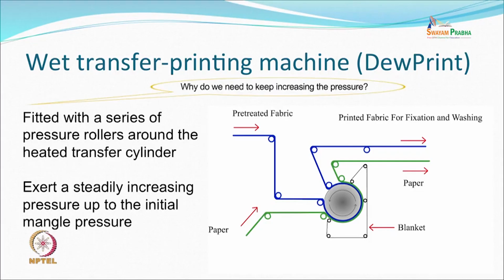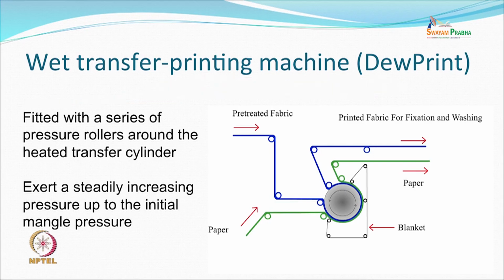Why do we need to keep increasing the pressure? Right, initially when the material goes, you allow some water to get heated, some steam to get generated, and then because the concentration of the dye on the paper is high, you expect the transfer will start taking place. By the time it goes on, the dye may have partly gone, and so you want more and more to go, as if you are squeezing the dye in and holding the paper all along also, so that there is no slip.